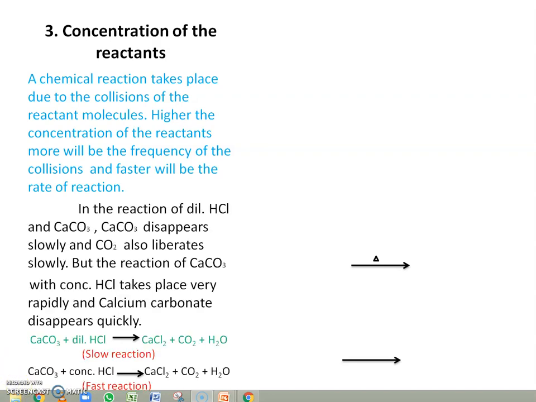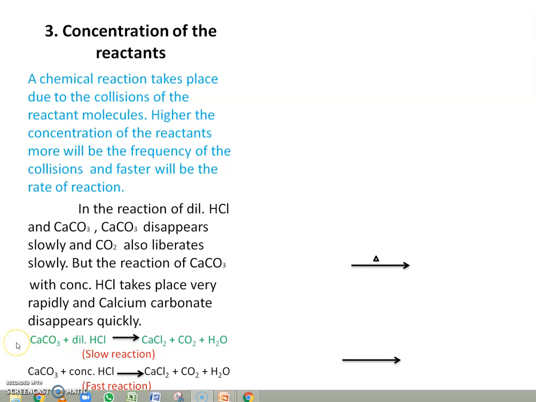To understand the effect of concentration of the reactants on the rate of reaction, we will take an example. When calcium carbonate is reacted with dilute HCl, and in another test tube when it is reacted with concentrated HCl, the formation of carbon dioxide bubbles is more in case of concentrated HCl, while the formation of bubbles of carbon dioxide is less in case of dilute HCl.